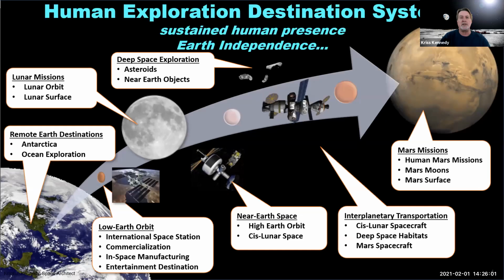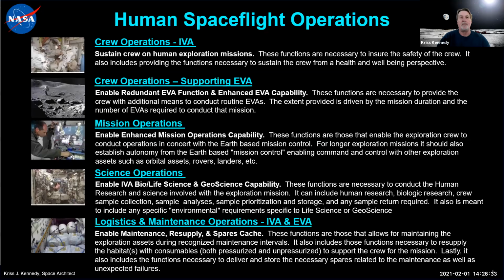So when thinking about designing surface bases or exploration habitats, think about the destinations and the environments for which you're designing them, whether it be for low Earth orbit, a remote destination here on Earth, like the ocean or Antarctica, the lunar missions, either lunar orbit or lunar surface, deep exploration missions, interplanetary transportation, or Mars missions, be it the surface or the moons of Mars.